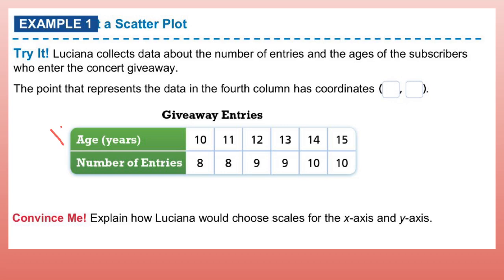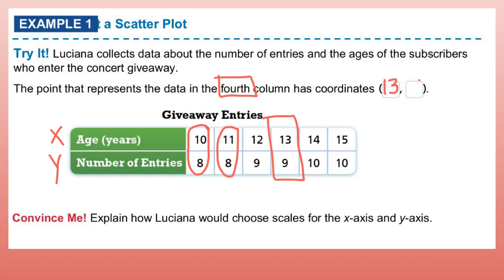So this would be our x-coordinate. That's our independent variable. And this is our y-coordinate. That is our dependent variable. So these people are age 10, and there's 8 of them. These people are age 11, and there are 8 of them. But they're asking for the 4th column. So this one right here. And in this case, the people are 13, and there are 9 entries. If you were to plot this, you would go across to 13, and you would go up to 9 to put your dot.